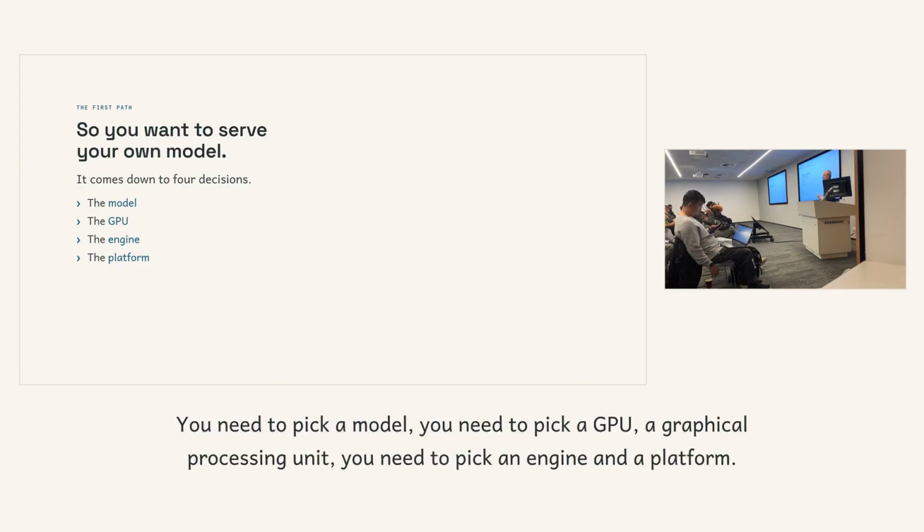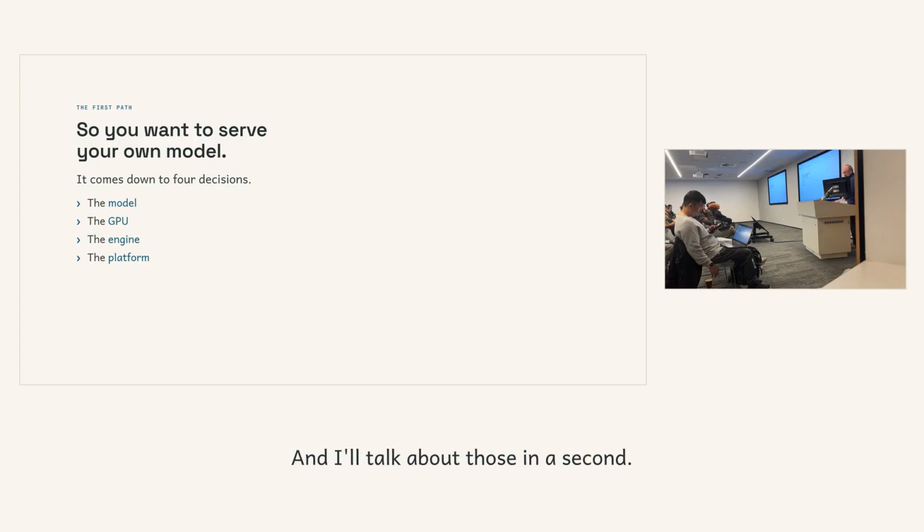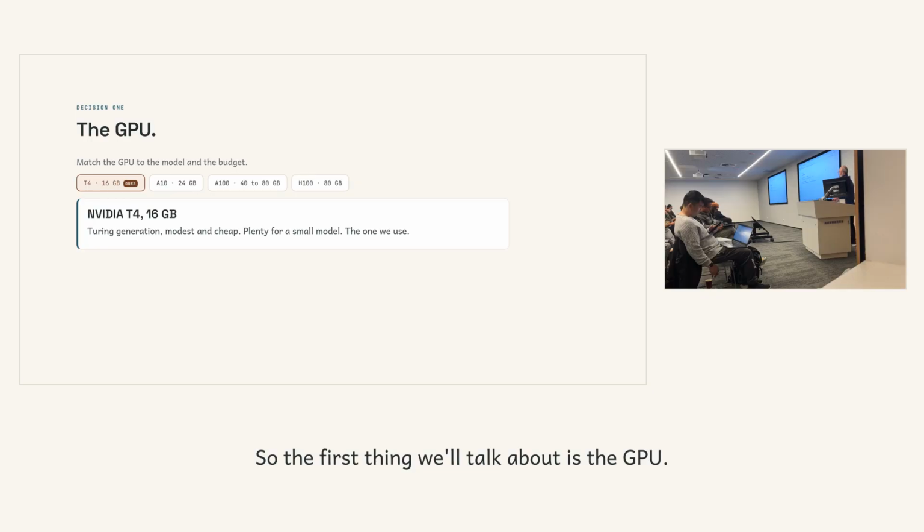You need to pick a model, you need to pick a GPU, a graphical processing unit, you need to pick an engine and a platform. And I'll talk about those in a second. So the first thing we'll talk about is the GPU. That's the one that I have used here. It's a very small NVIDIA GPU, a T4.